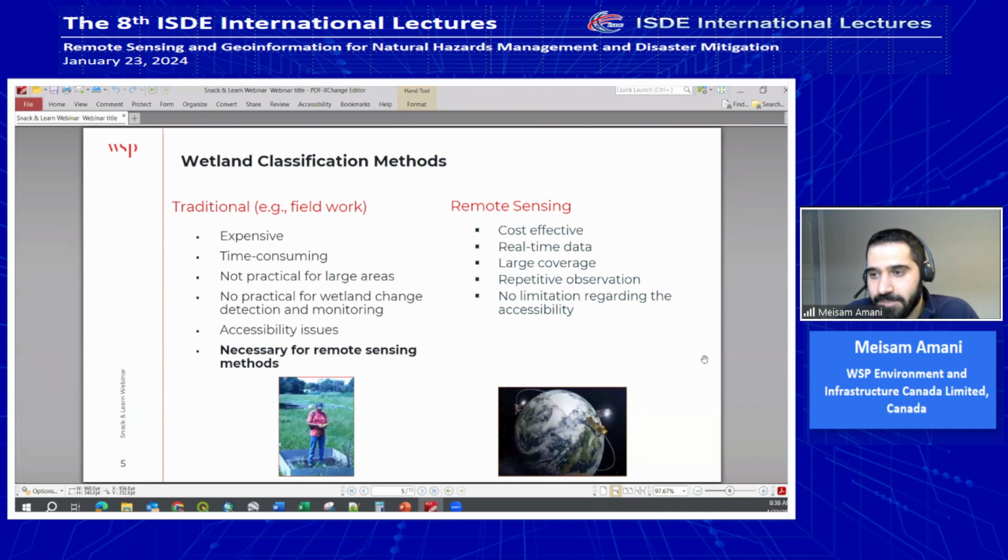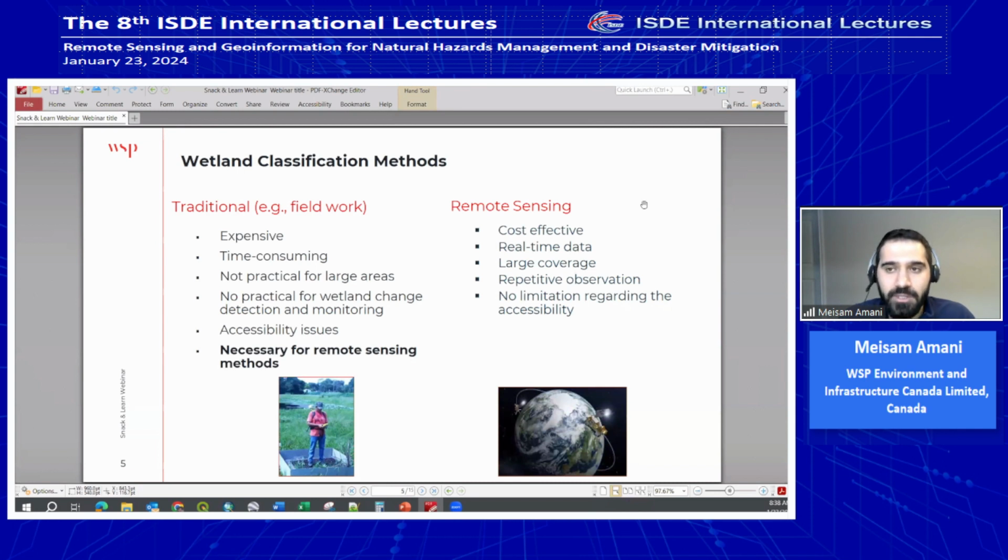Although they have these limitations, they're important for any remote sensing models, especially when we are using AI models, because we need these in situ data for training our AI models and also validate our final products. On the other hand, we have remote sensing methods, which are generally cost effective.